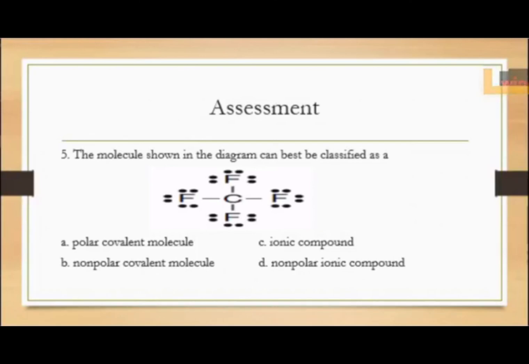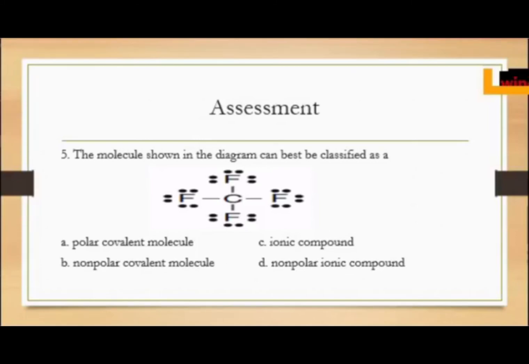Okay, so it is Charles again. So the correct answer, and Anthony also got it correct, even Kim. So the correct answer is letter B, nonpolar covalent molecule. So this diagram that you are seeing on your screen is an example of a nonpolar covalent bond.